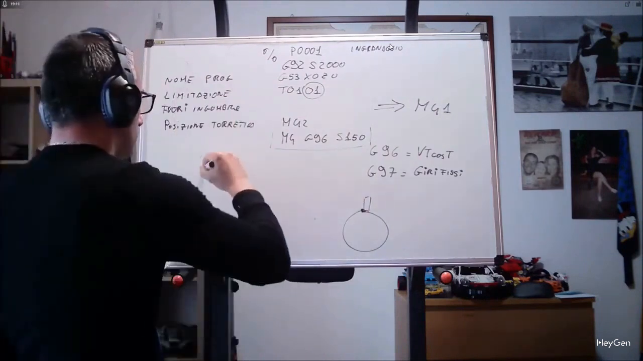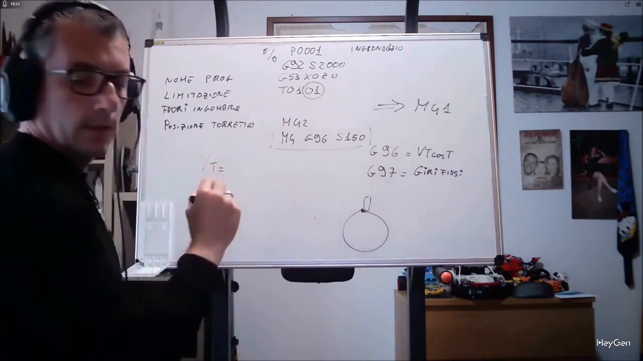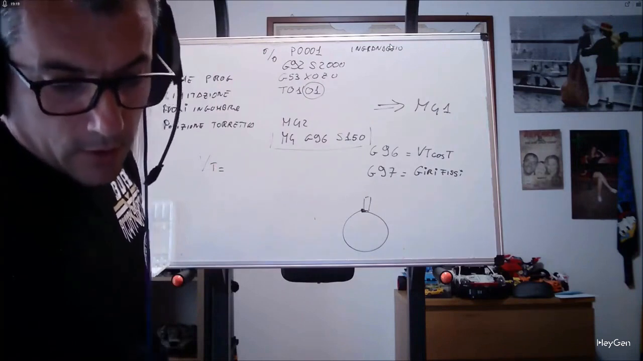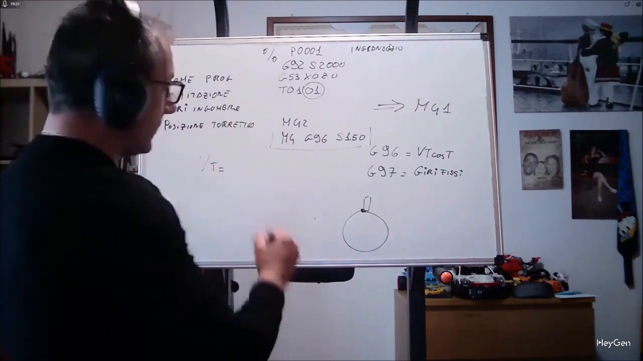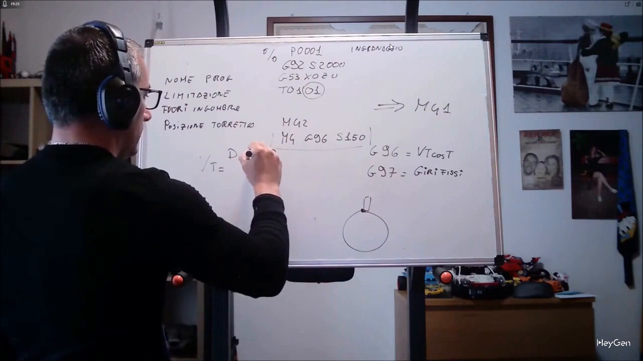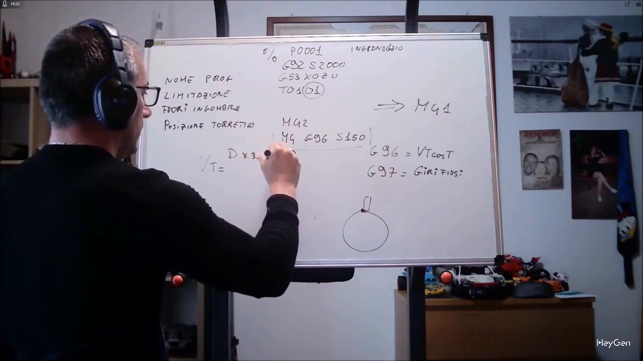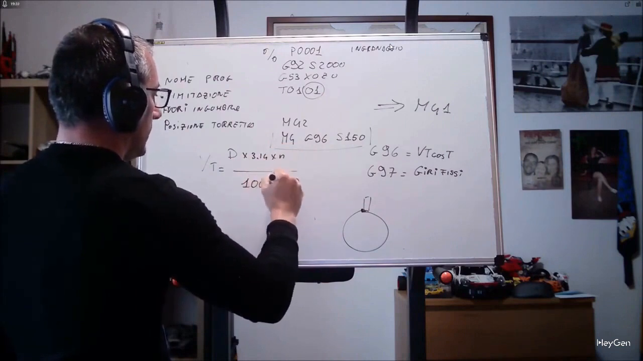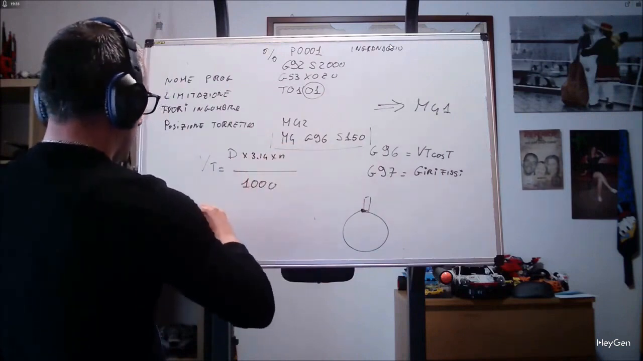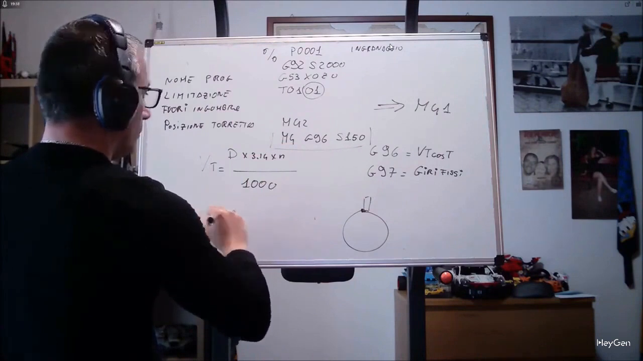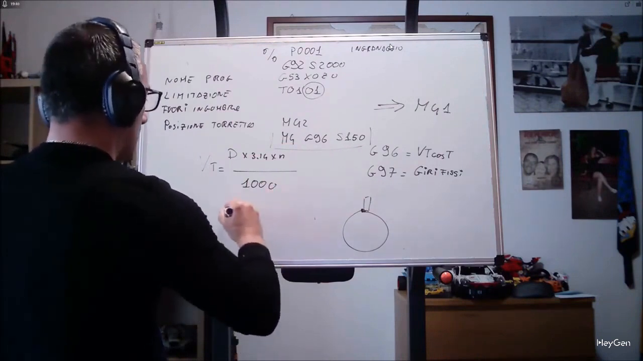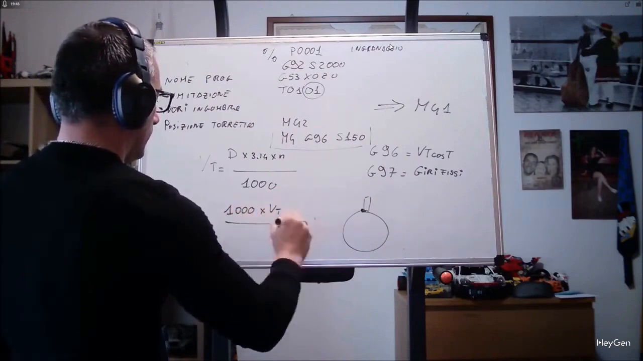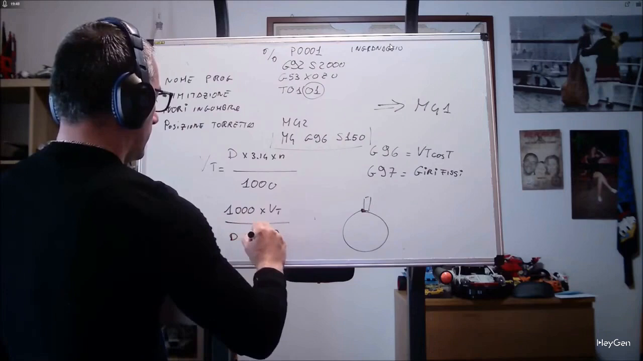Formula: cutting speed, Vc, equals, I have it written here, I don't remember it by heart, diameter times 3.14 times the RPM divided by 1000. From which it derives that N, meaning the number of revolutions, is equal to 1000 times the cutting speed divided by the diameter times 3.14.